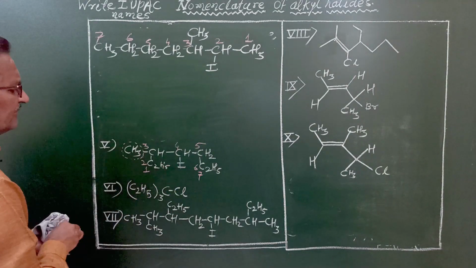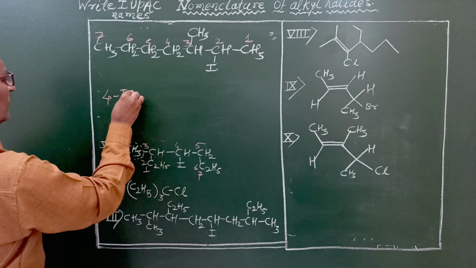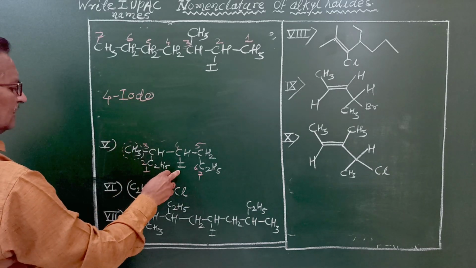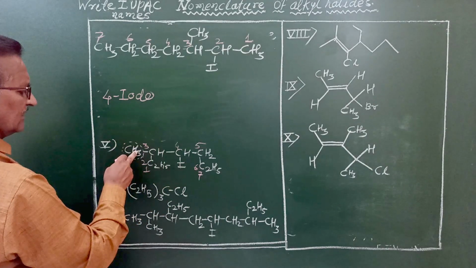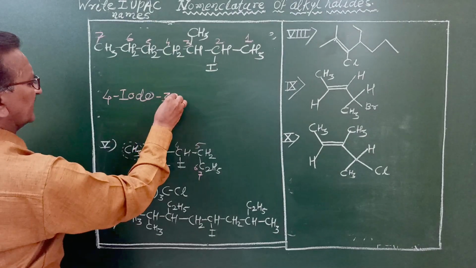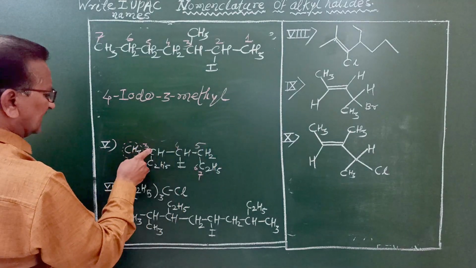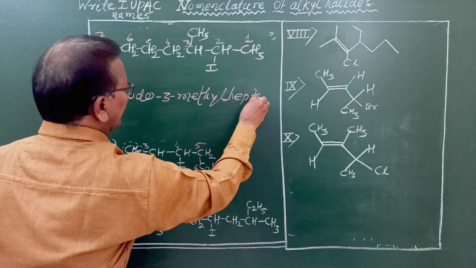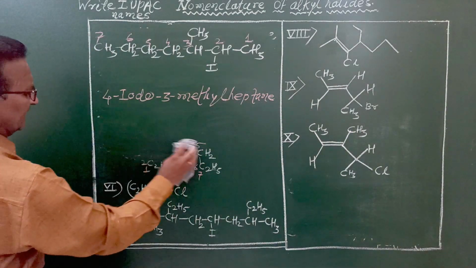What about the iodine atom? The position of the iodine atom is 4. Therefore, 4-iodo. Then what about the position of the branch? There is only one branch, at carbon number 3. Therefore, 4-iodo, 3-methyl. Since the methyl group is a branch at carbon number 3, 3-methyl, followed by heptane. This is the IUPAC name of this compound. Let us see the next one.